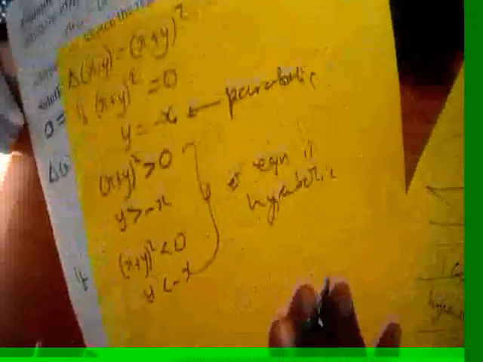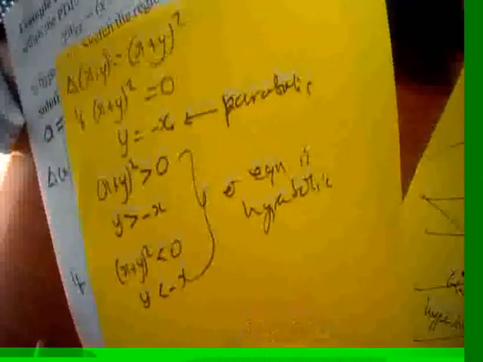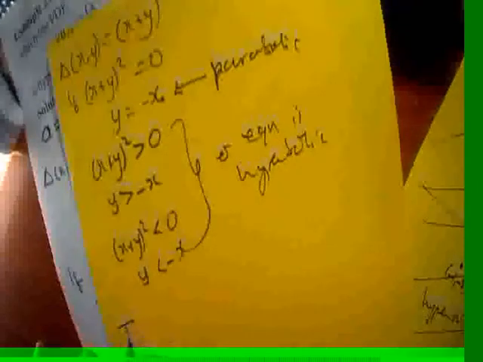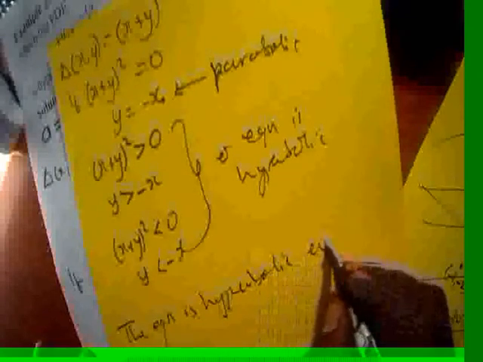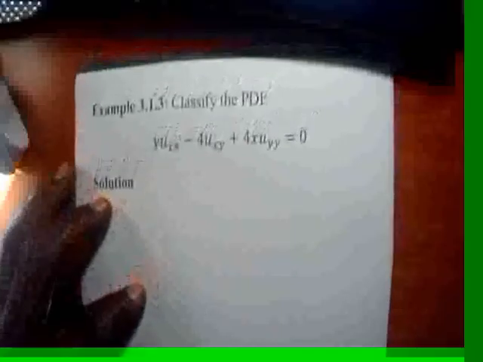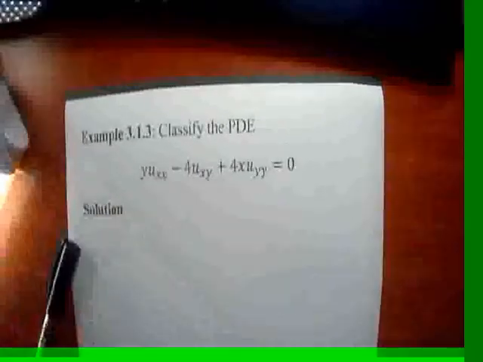So we conclude by saying the equation is hyperbolic everywhere except on the line y equals negative x. Let's look at another example.